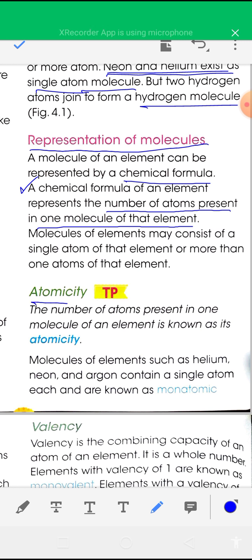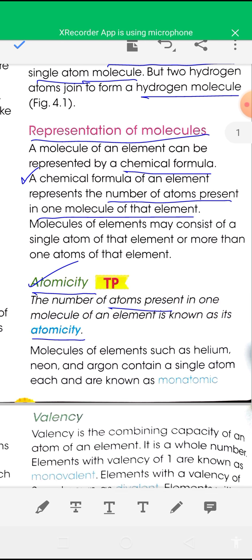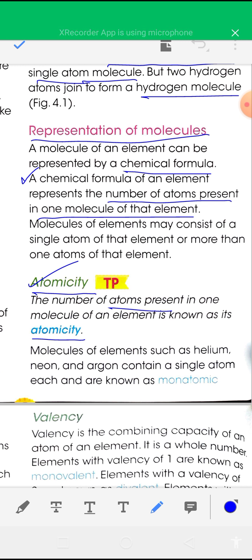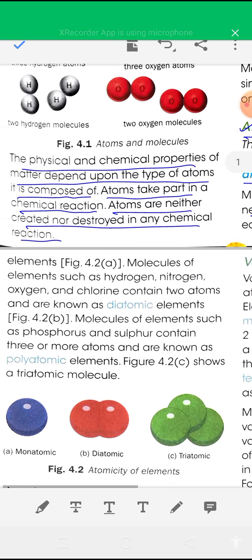Now see what is atomicity. The number of atoms present in one molecule of an element is known as atomicity. Molecules of some elements such as helium, neon, argon contain only a single atom, and these are known as monoatomic molecules. So monoatomic molecules are neon, helium, argon.